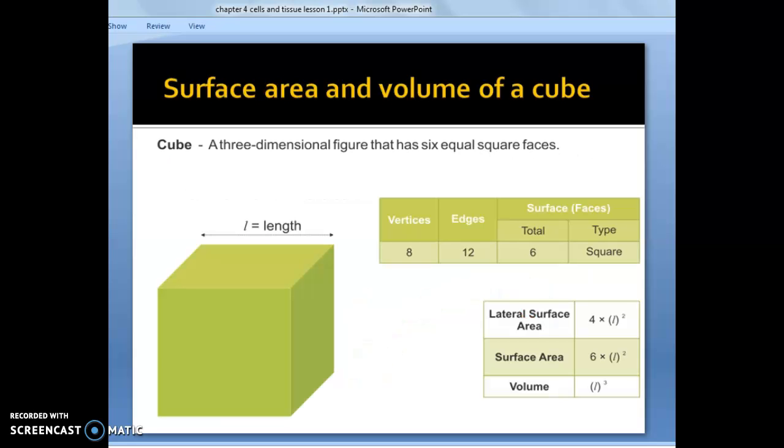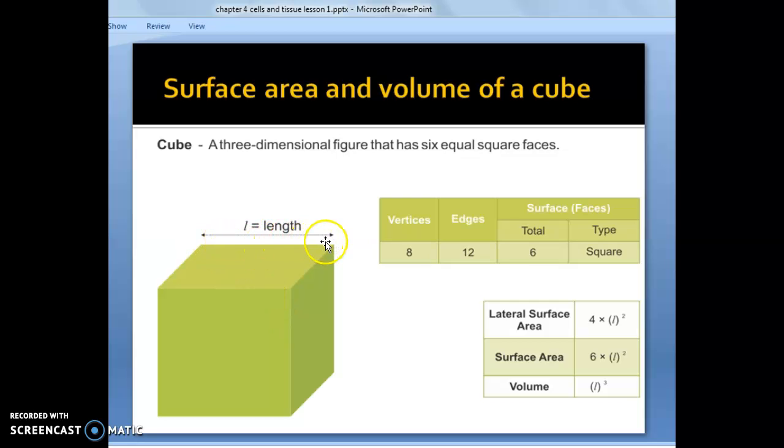Now we come to the main topic, surface area and volume of a cube. Different geometrical shapes, regular or irregular, have their specific methods and formulas to calculate surface area and volume. But in this lecture we are going to consider only the surface area and volume of a cube. As you can see in this picture, one cube has been shown here.